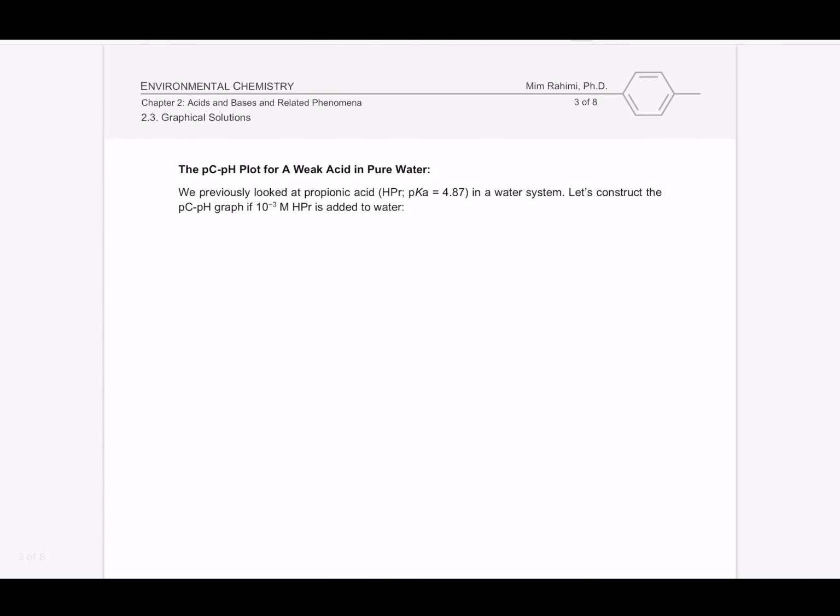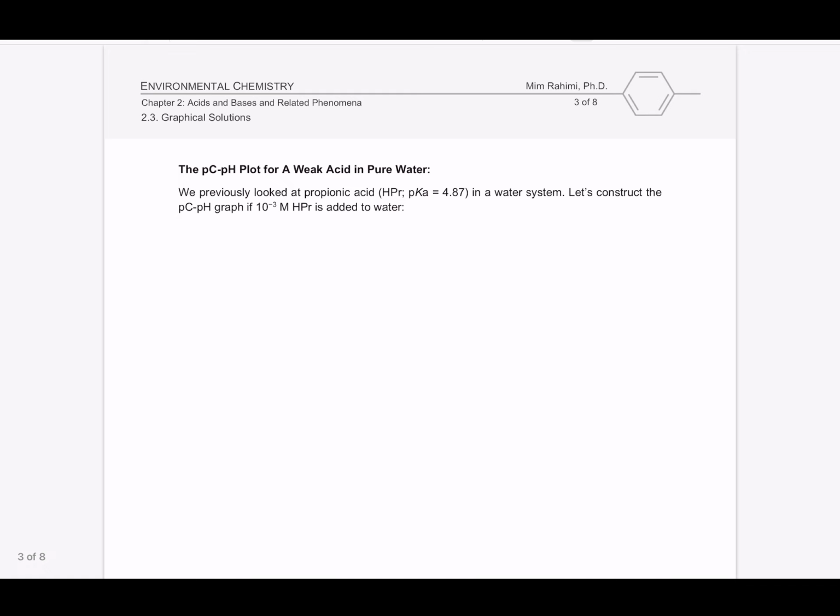So now let's plot this pC-pH for a weak acid in pure water. Basically the previous scenario, but we're adding an additional weak acid to the system. But the logic would be the same. So we're using the P function, and also we're trying to simplify as much as we could to get to that sort of linear equation that is informative and simple enough to work with.